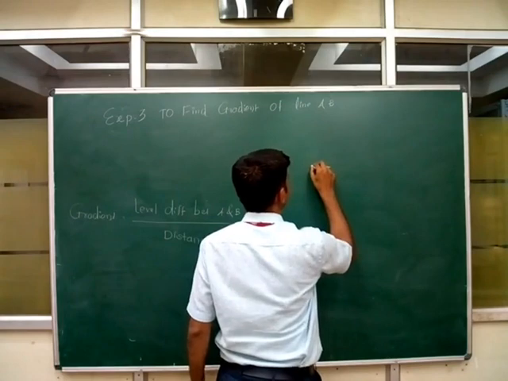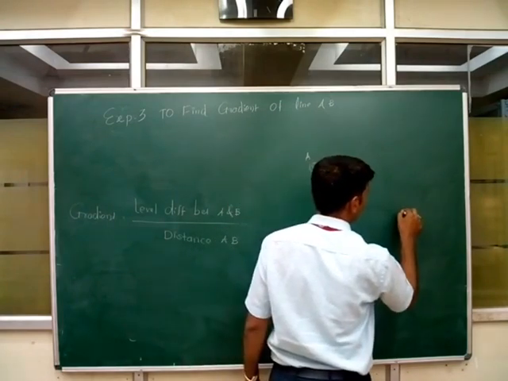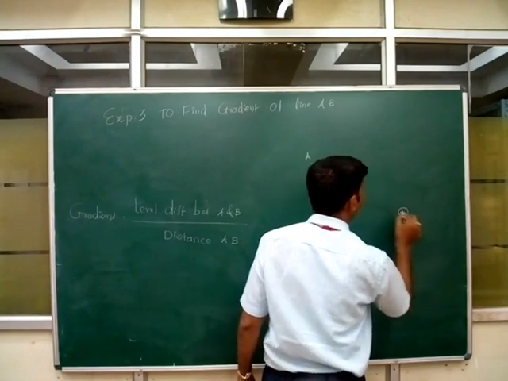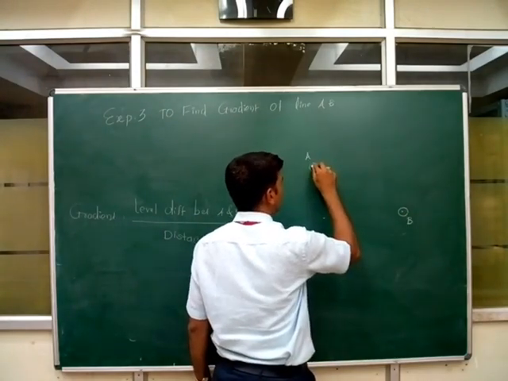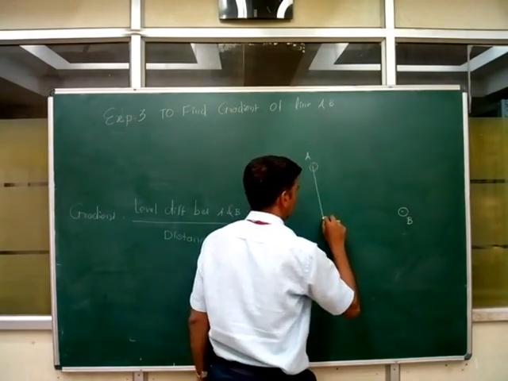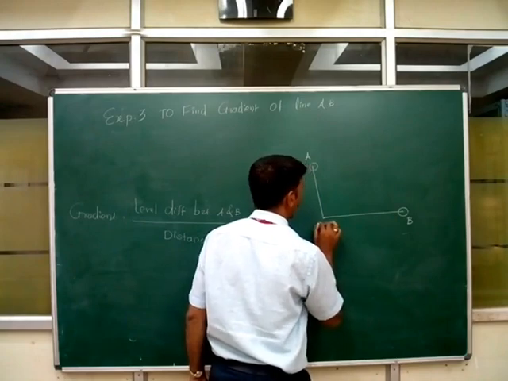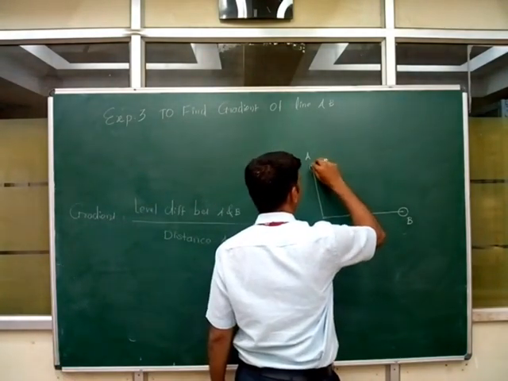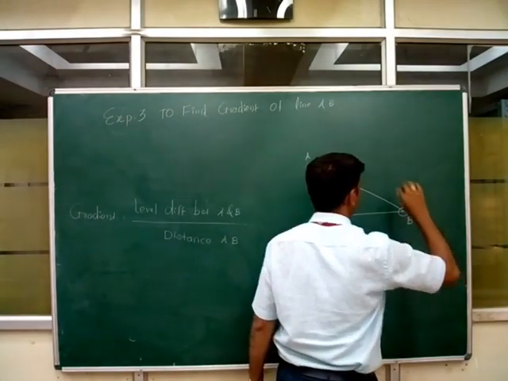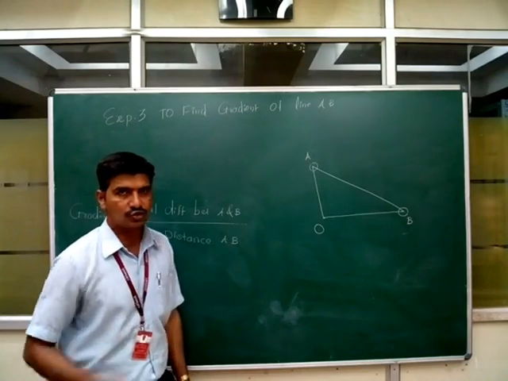Now suppose again I draw the same figure. Say this is point A, say this is point B, and here suppose I have kept the instrument. So I am drawing the plan. Instrument is kept on station O, and if you look at the top view of the plan, it will become a triangle.